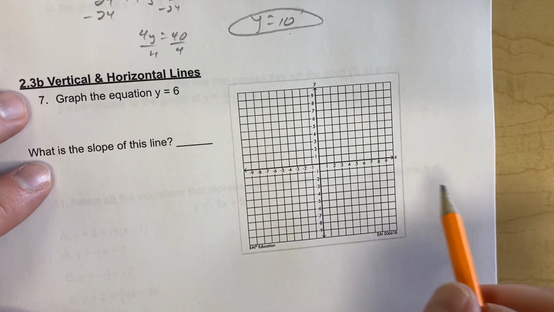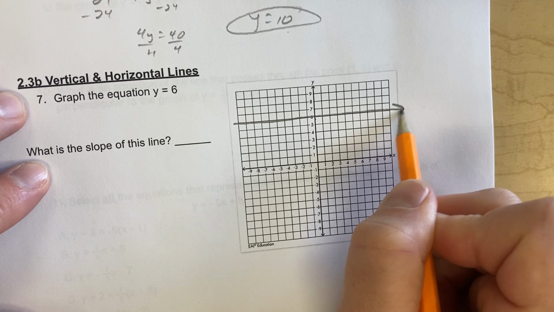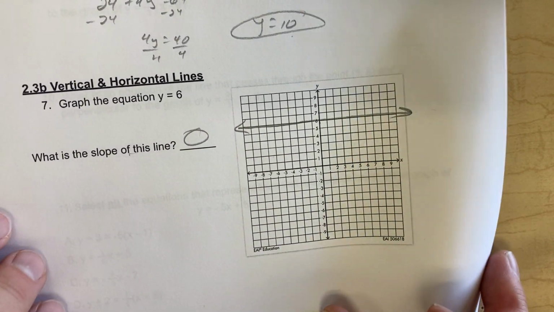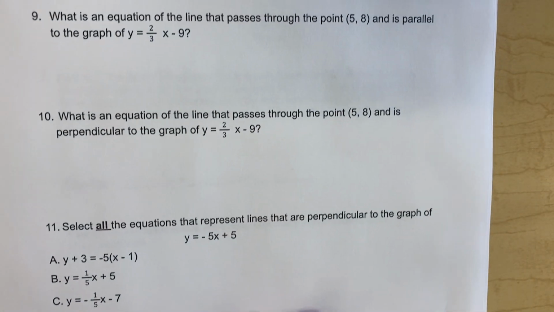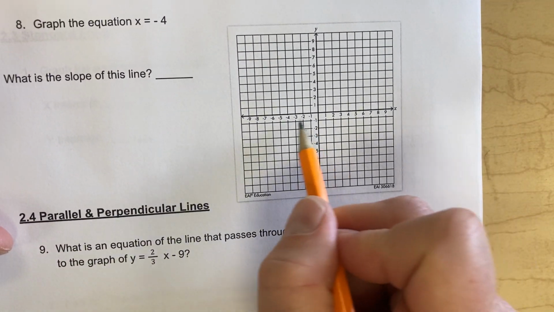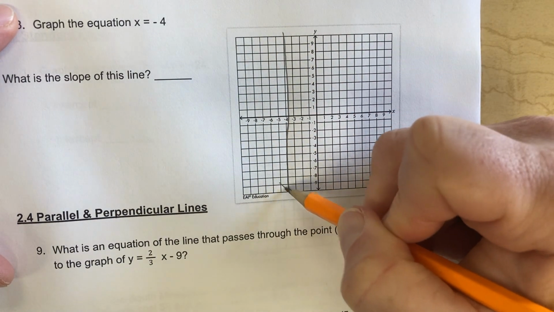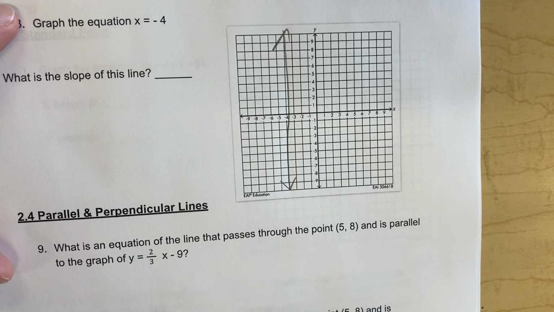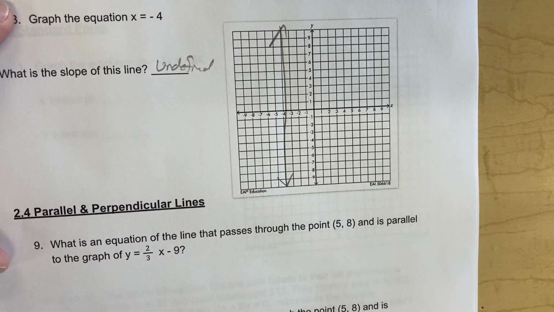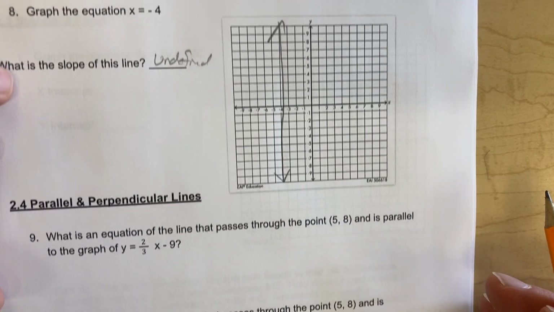Graph the equation y equals 6. So you go up to 6, make a line straight across. That's all you got to do. Piece of cake. What's the slope of that line? 0. Very, very simple. Graph the equation x equals -4. So we go to -4 and go straight up and down. Okay. What's the slope of that line? That line is undefined. All right. Again, parallel, horizontal, vertical, pretty straightforward.